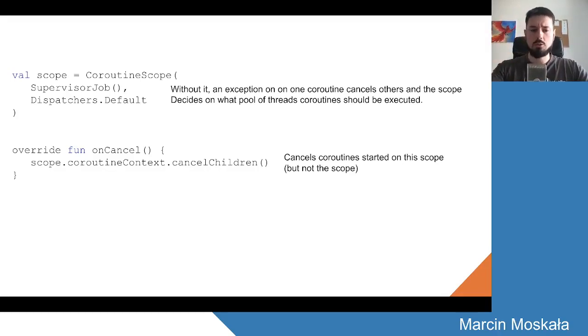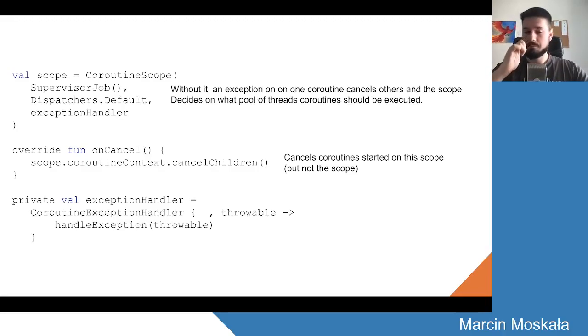You could also just call scope.cancel, but if you do that, remember, you cannot use this scope anymore. If you cancel children, then the scope can still be used. It is generally safer. And the last element that might be added is an exception handler.